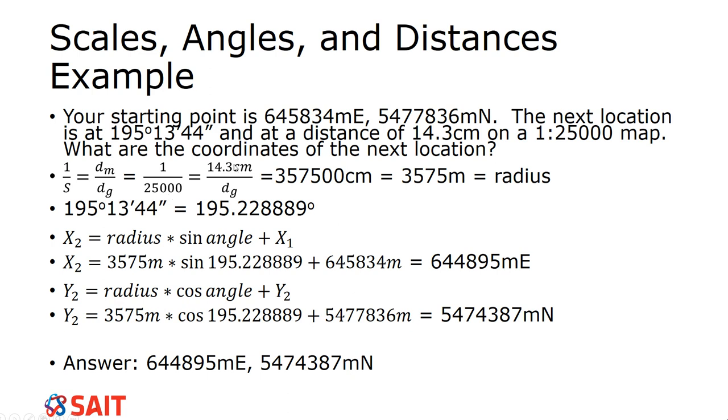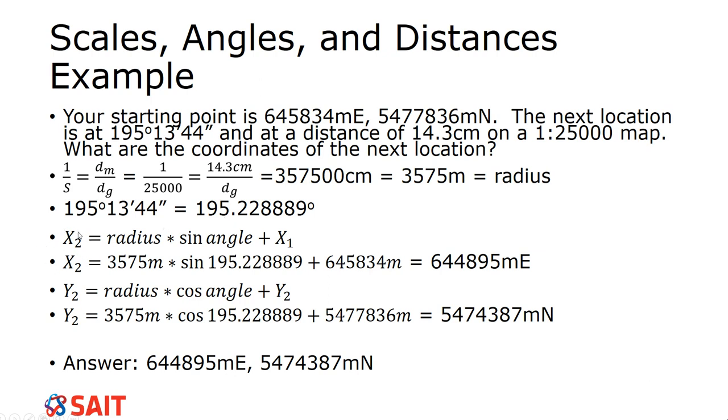So 1 over 25,000 equals 14.3 centimeters over dg, and we come up with 357,500 centimeters, which is 3,575 meters, and that's the radius. The angle I'm going to convert into a decimal degree. So here I go from DMS to decimal degree. If your calculator can handle doing sine, cosine, and tangent, all with DMS, you don't have to convert it. But you need to make sure that your calculator can do that. If it can't, you just need to convert.